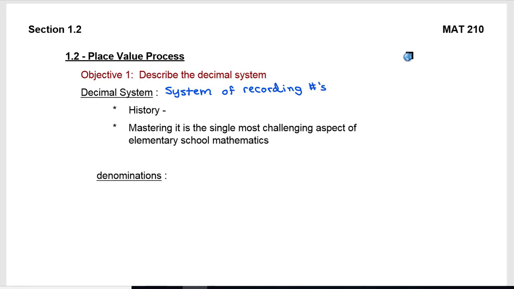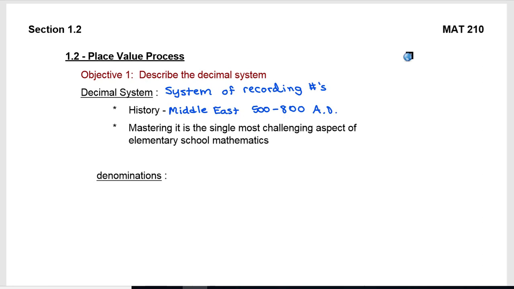All right, so the history of it comes from the Middle East, from around 500 to 800 AD. Now, one thing you have to understand about the decimal system and the place value is that mastering it is the most challenging aspect of elementary school mathematics.